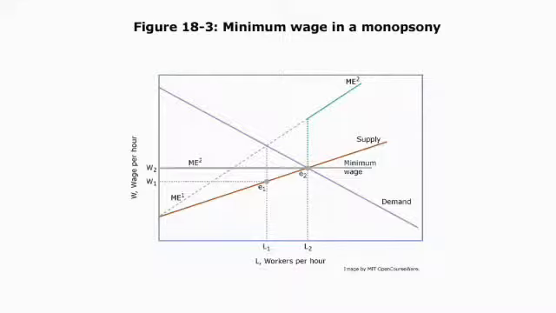So they hire L1 workers and they pay a wage W1. Okay? That's the initial monopsony equilibrium. The competitive equilibrium is where supply equals demand. That would be hiring L2 workers and paying a higher wage W2. So the monopsonist is under hiring relative to the competitive firm. Now let's say the government rolls in and says, we're going to set a minimum wage, and we're going to happen to get it right and set it at the competitive wage level, W2.